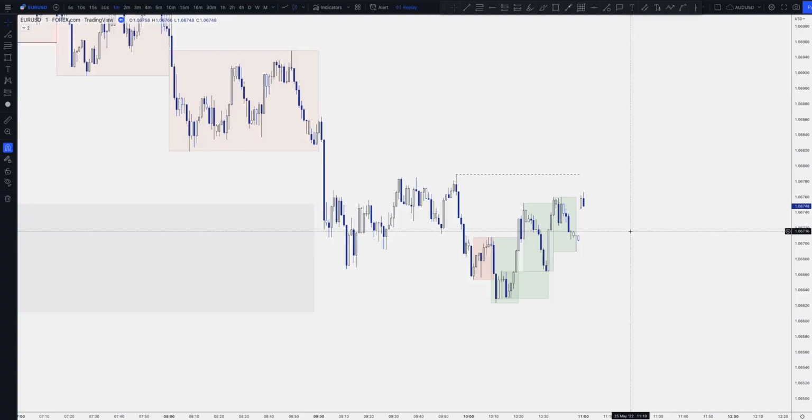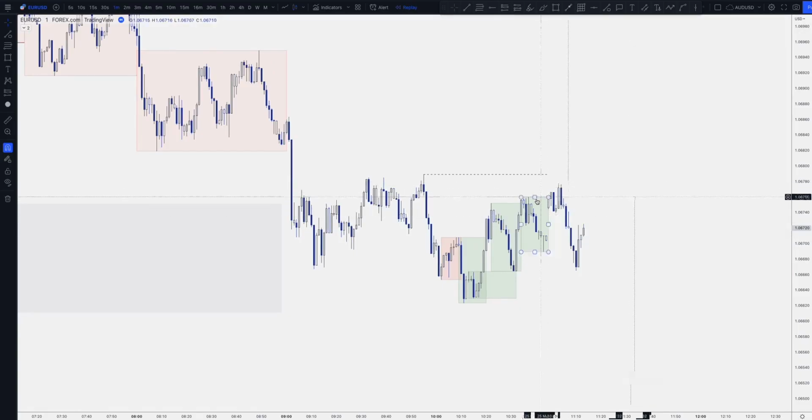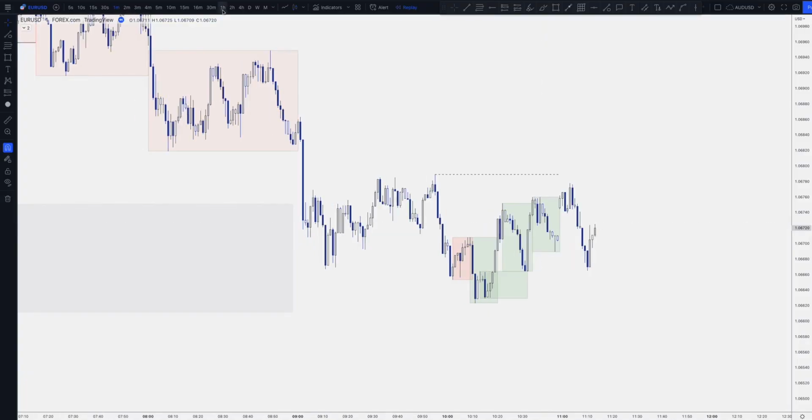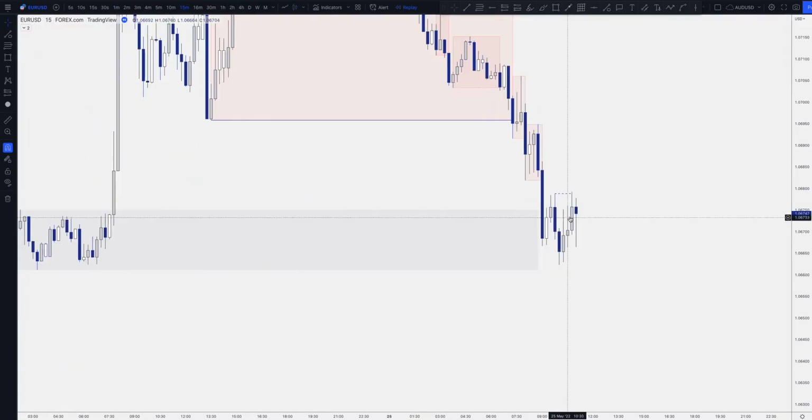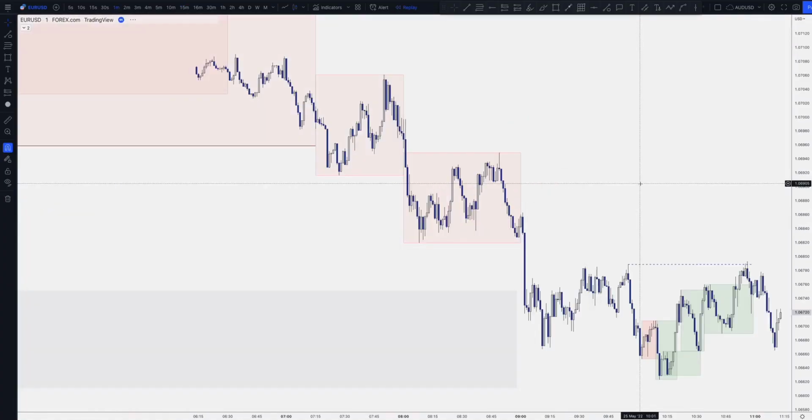Wait, what happened? Let me just play this forward. I don't know why the cache changed it. It wasn't like this in the live market, I can tell you that. So we definitely did get a bullish. So it's kind of messed up the order of the explanation I was going to give. There we go. See. But essentially, let's bring it back.